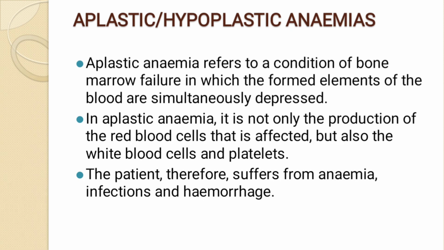So you noted that the elements which are supposed to be part of the blood formation are not enough. They are depressed in the bone marrow. So the bone marrow fails. In aplastic anemia, it is not only the production of red blood cells that is affected, but also white blood cells and platelets. The patient therefore suffers from anemia, infections, and hemorrhage.